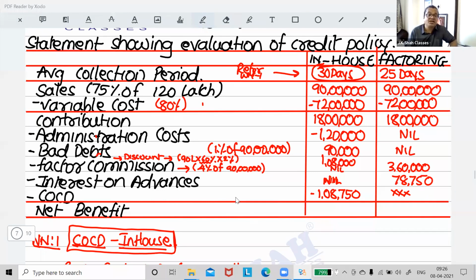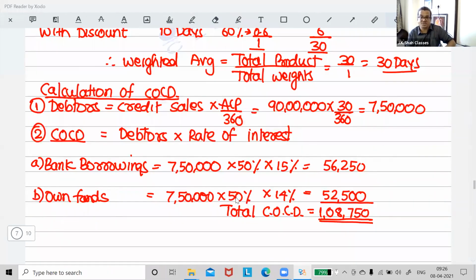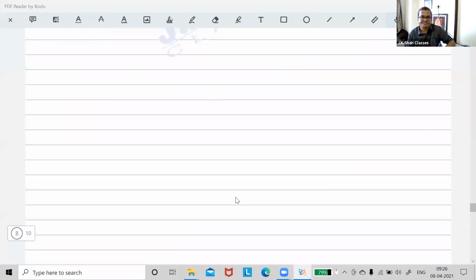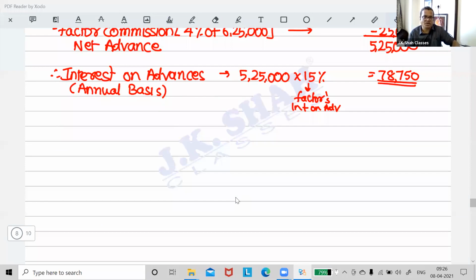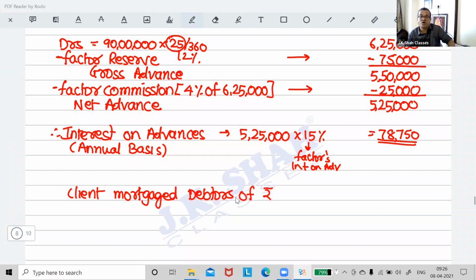Now what is left is the cost of the factoring option calculation. Now you need to understand how much we demanded. The client mortgaged debtors of rupees how much? 625. Correct? He mortgaged 625.